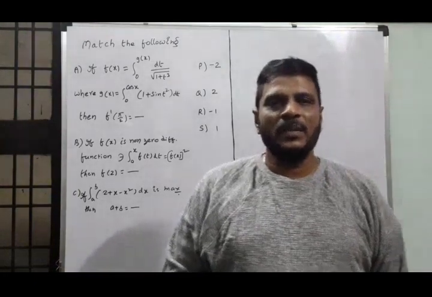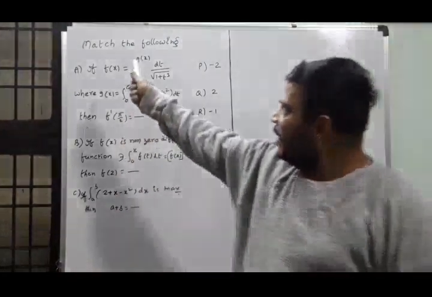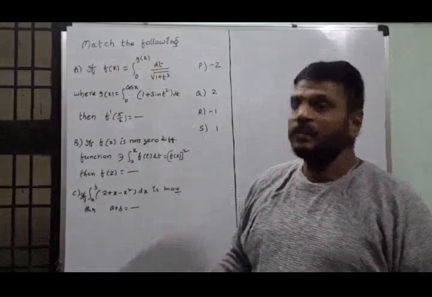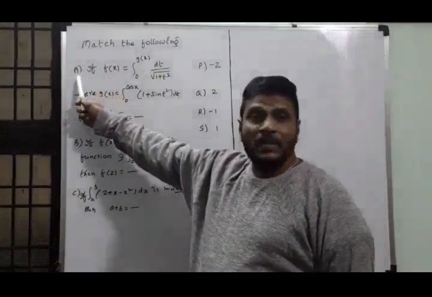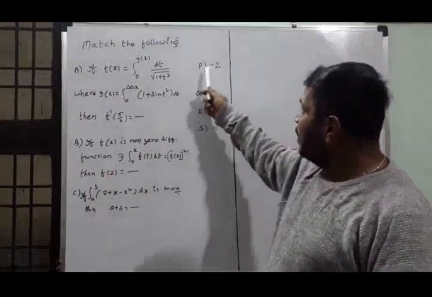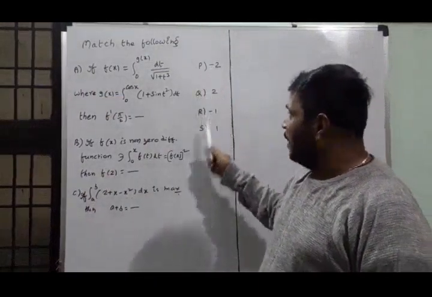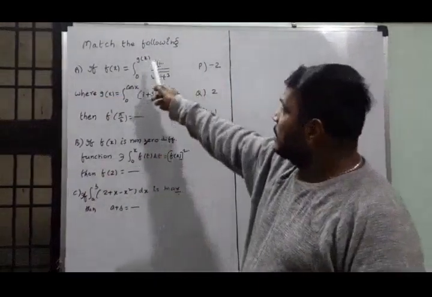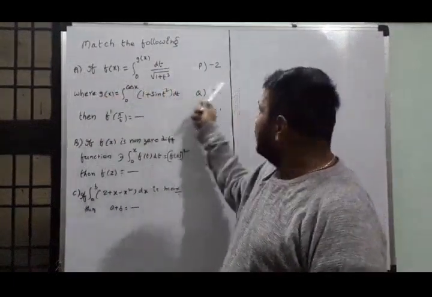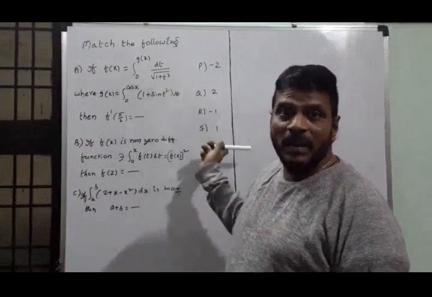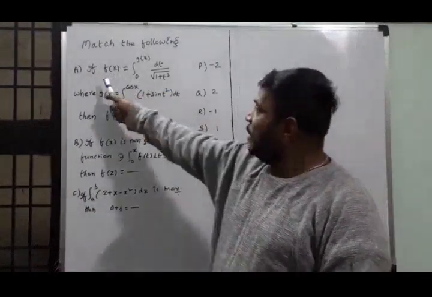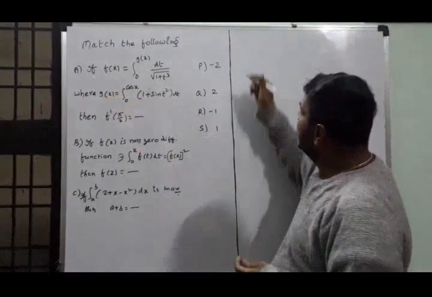Okay, so here I am giving one question which is match the following type. Here three questions are there, A, B, C. Here four options are given, P, Q, R, S. Now solve these three questions A, B, C and match the corresponding answers. Now take the first question.